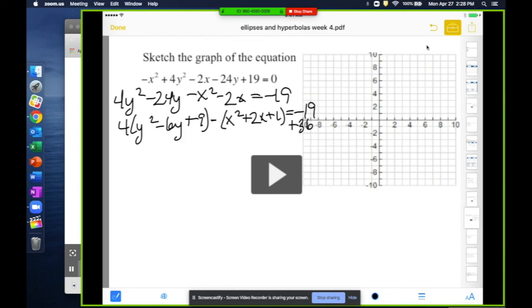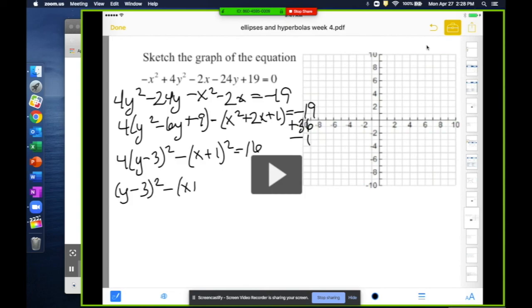So it's going to be a positive 2x. And then 4 times 9 gets me the 36, and then that negative that I factored out times the 1 from completing the square gets me the minus 1. So I end up with 4 times y minus 3 squared minus x plus 1 squared equals the combination of all of that, which should be 16. And then just like we did with the ellipses, I'm going to go ahead and divide all of this by 16. 4 divided by 16 leaves me a denominator of 4 for the first term, and then nothing, or negative 1 technically, divided by 16 leaves me with a 16 in the denominator for the second term.